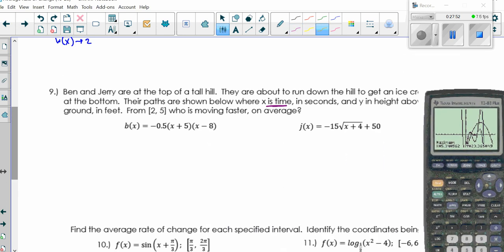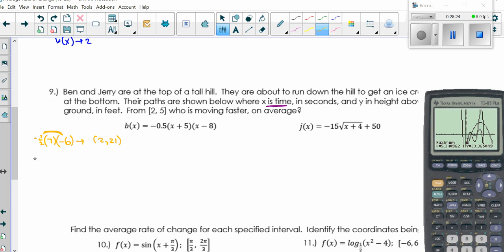All right, so interval from 2 to 5. So I'm going to substitute a 2 in. That's going to give me negative 1/2. 2 plus 5 is 7. And 2 minus 8 is negative 6. So that means when x is 2, I remember I can do this, this makes it easier. Half of 6 is 3. Negatives cancel out. 3 times 7 is 21. So that's my first coordinate.